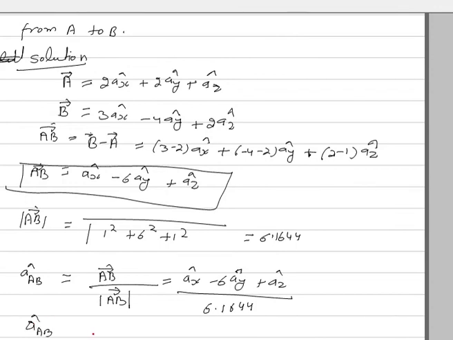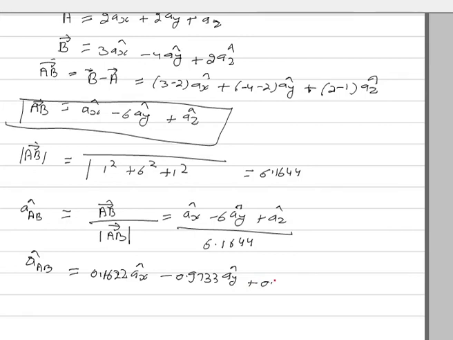Finally, simplify this. Unit vector AB equal to 0.1622 unit vector Ax minus 0.9733 unit vector Ay plus 0.1622 unit vector Az. This is the expression for the unit vector.